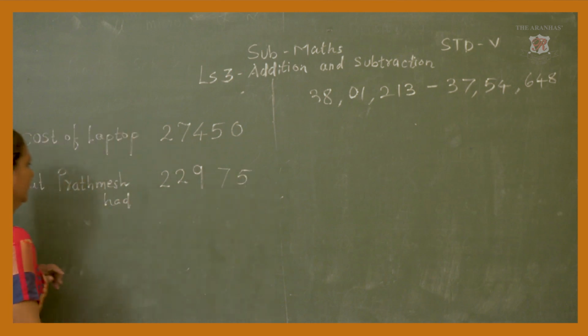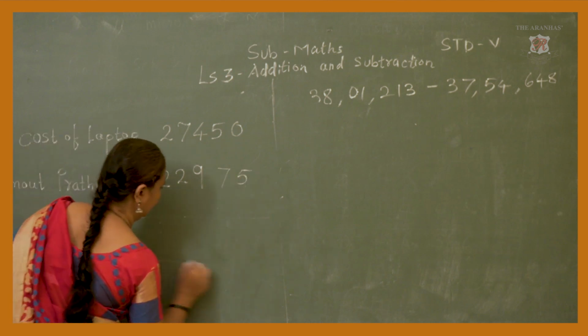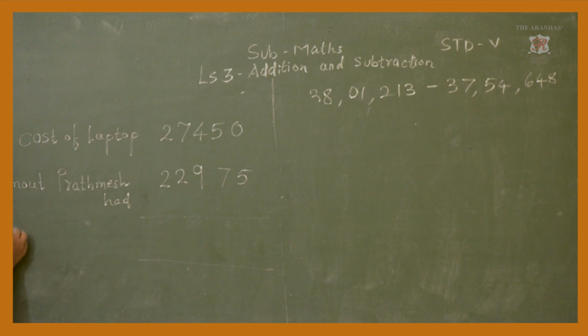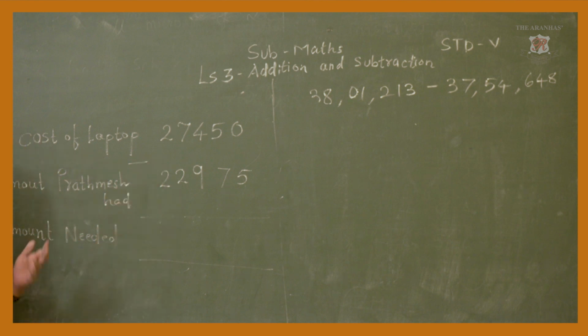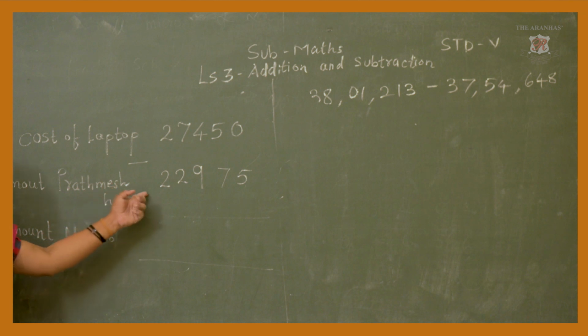22,975. Okay, now how much amount does he need? So here we have to write amount needed. Okay, in that way you have to write. You have to subtract, because we can't find the answer otherwise. How much amount Prathamesh needs, that we have to find. So from the cost of the laptop, we have to subtract the amount which Prathamesh had.